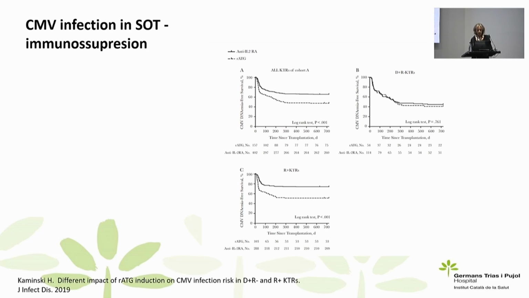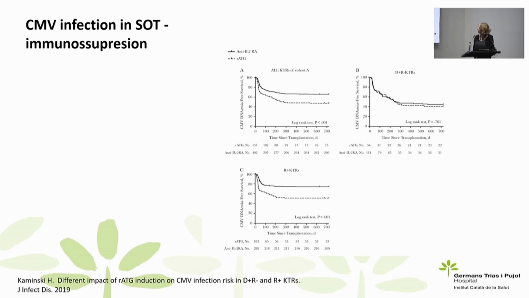Other things that affect the incidence of CMV infection in solid organ transplant are the drugs, the immunosuppressive treatment that we give to the patients. And in this excellent work of Kamensky, you can see a comparison between those patients that have an induction therapy based on anti-CD25 monoclonal antibodies versus those who are induced with ATG, that is a depleting antibody, a depleting agent.